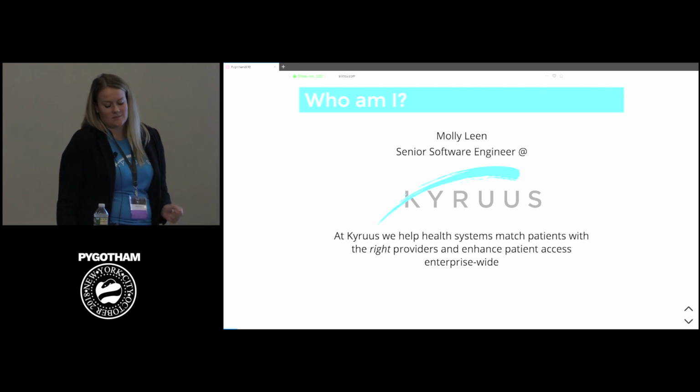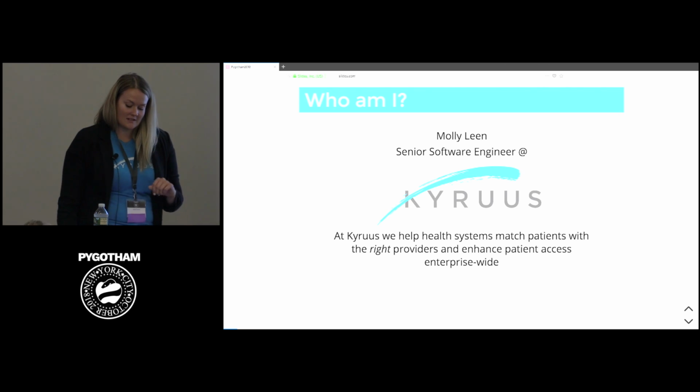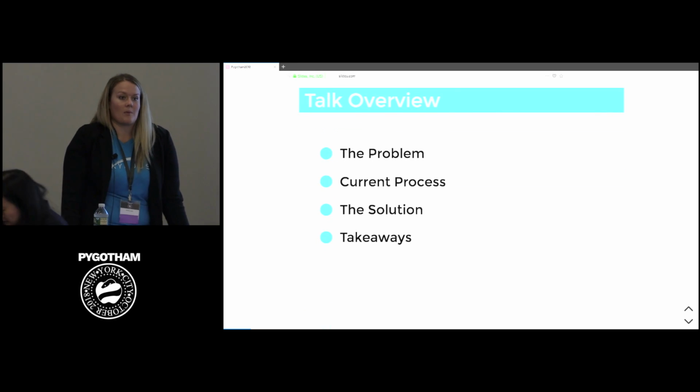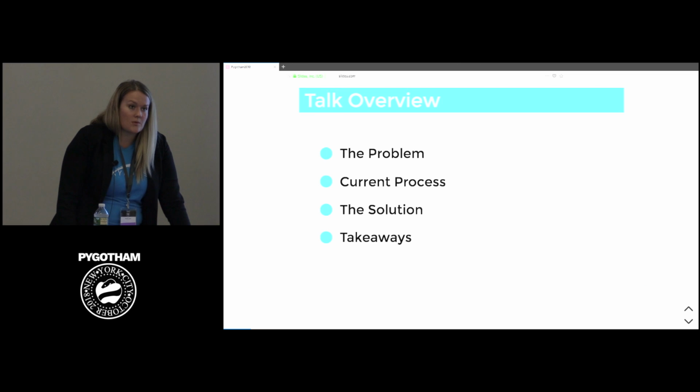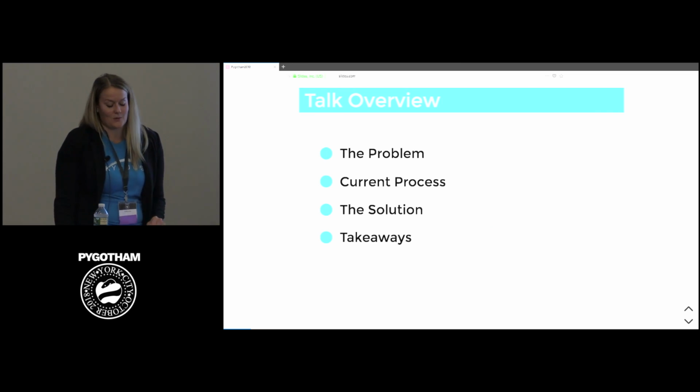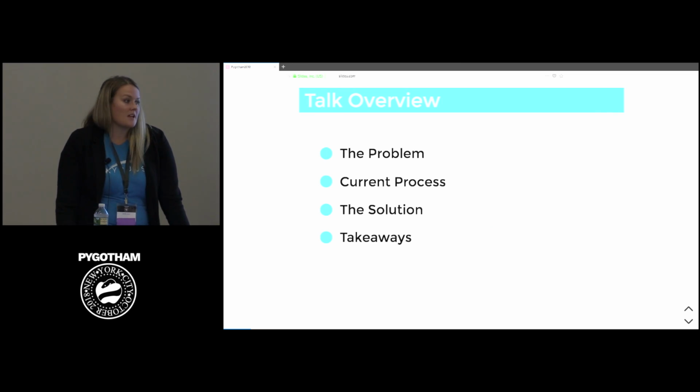We're trying to solve what we call the patient access paradox. And what that means is that there's a mismatch between patient demand and provider supply. So we deal with a lot of patient and provider data. So today we're going to go over a problem we are having with one of these sets of data. We're going to go over what the problem is, the current process, or the process before we fixed it, our solution, and then any takeaways.